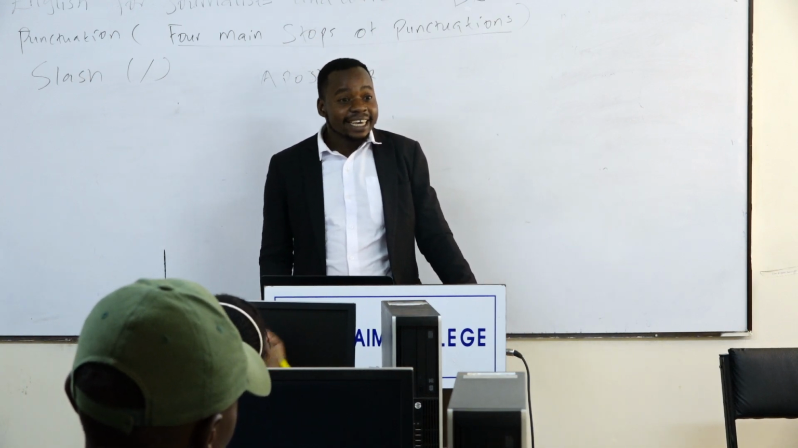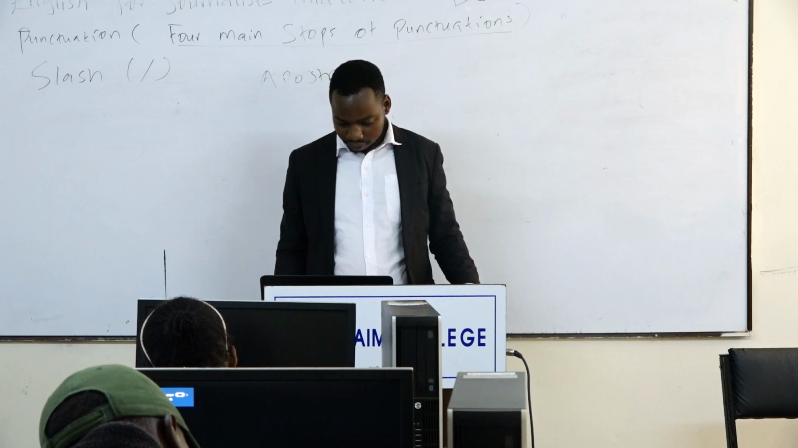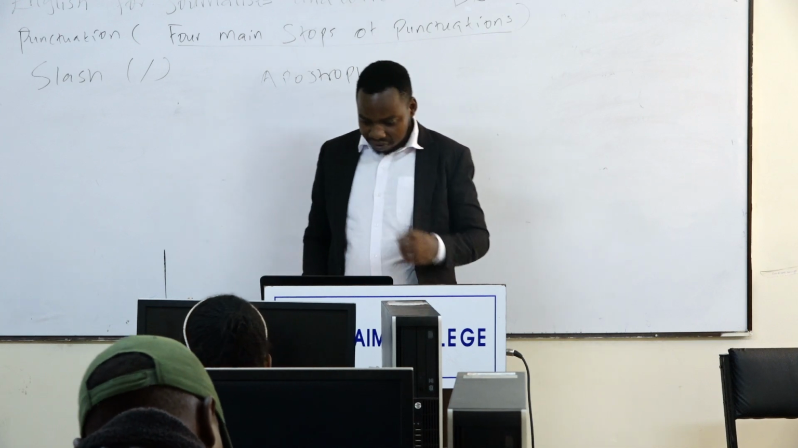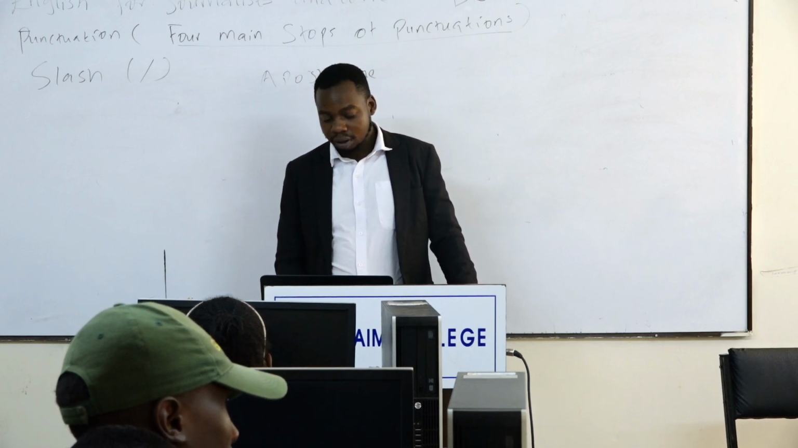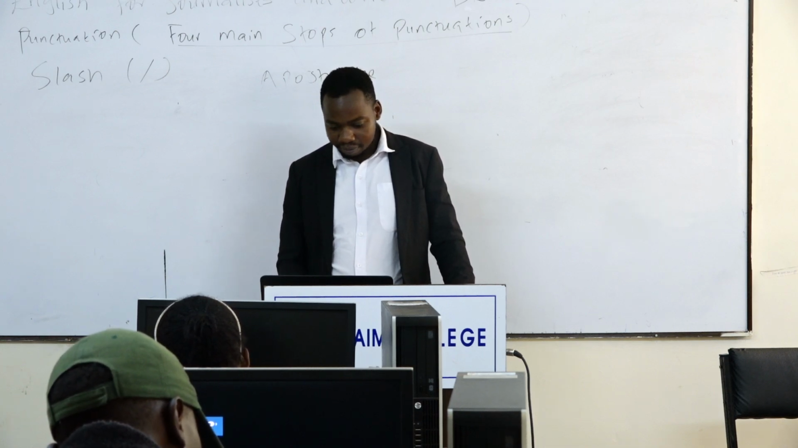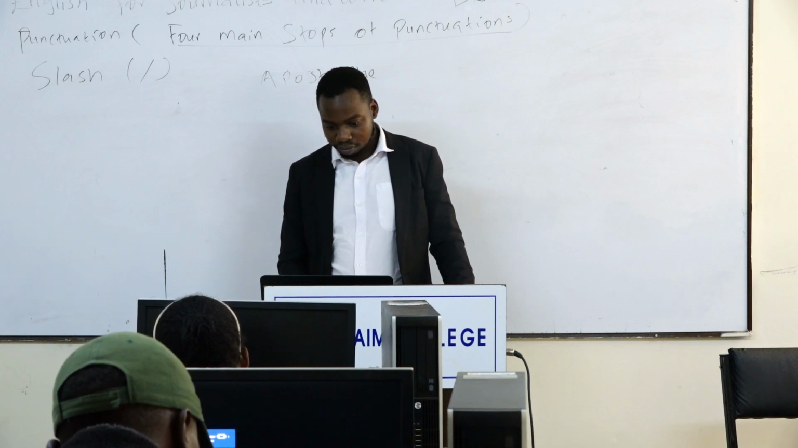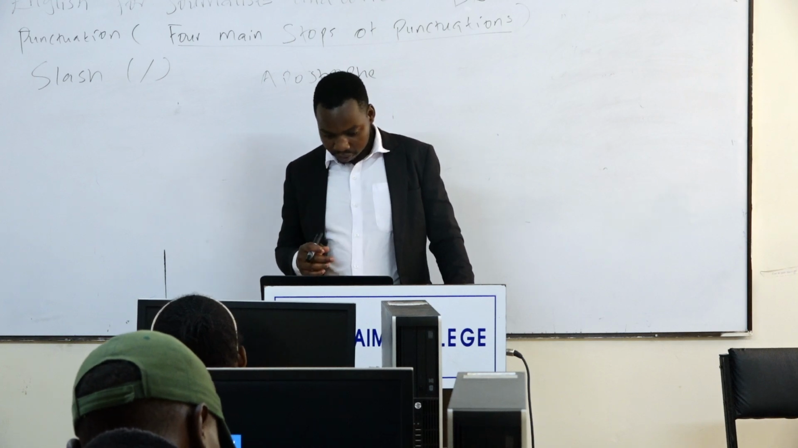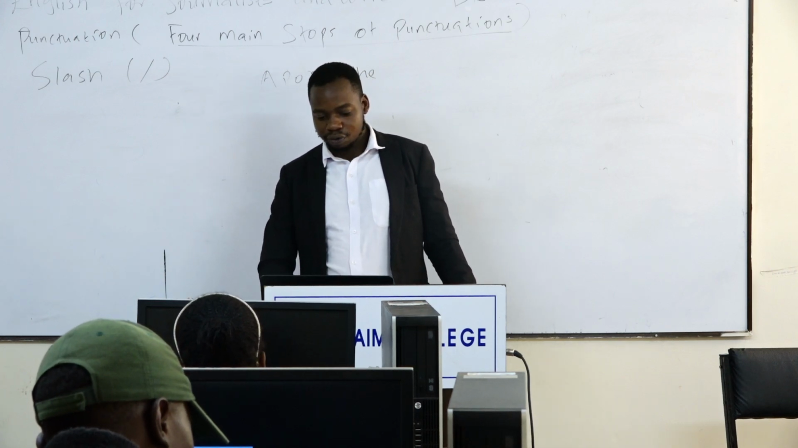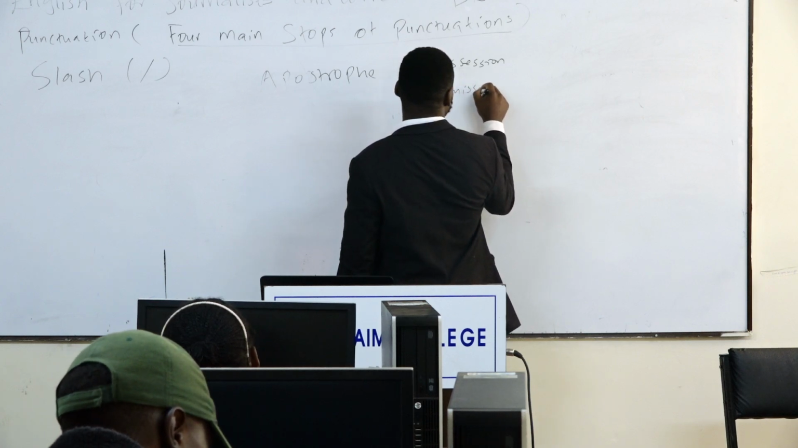Anyway, an apostrophe or an apostrophe is used to show possession. That's the first part. It is also used to indicate omitted letters or numbers. So, possession and omission. An example of possession.